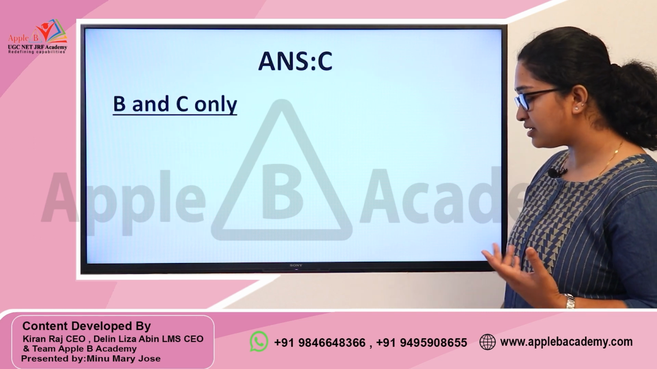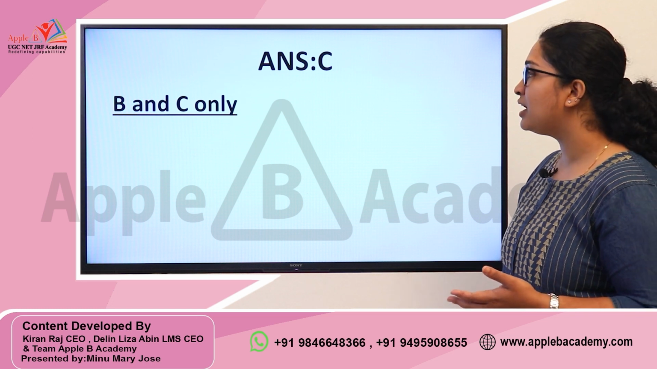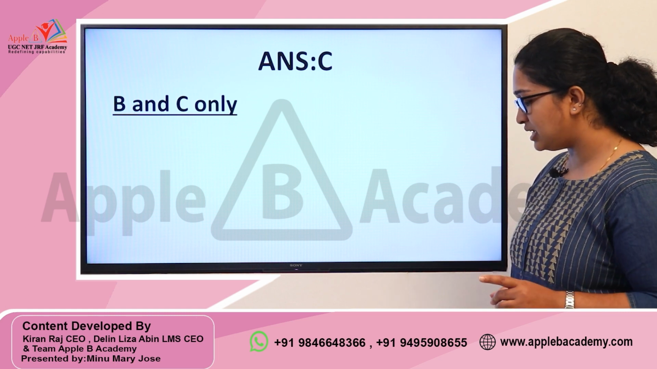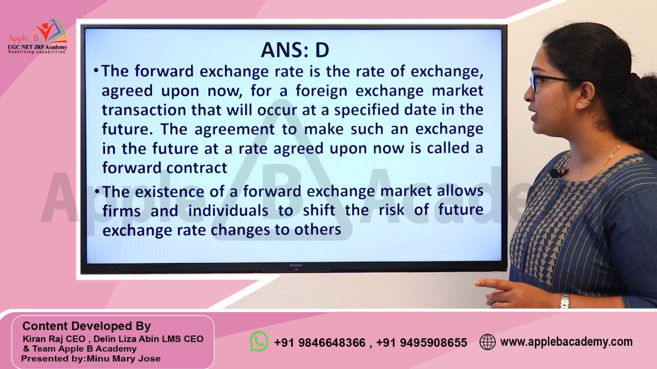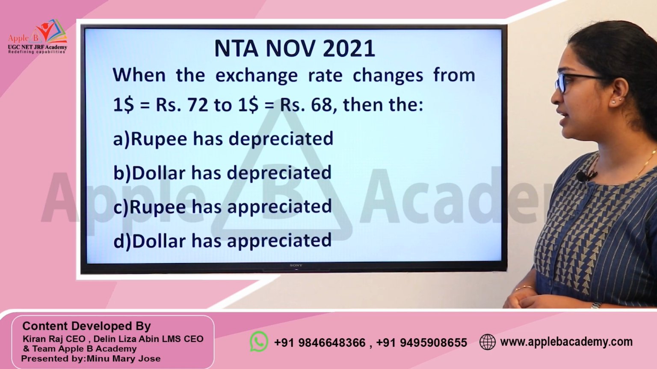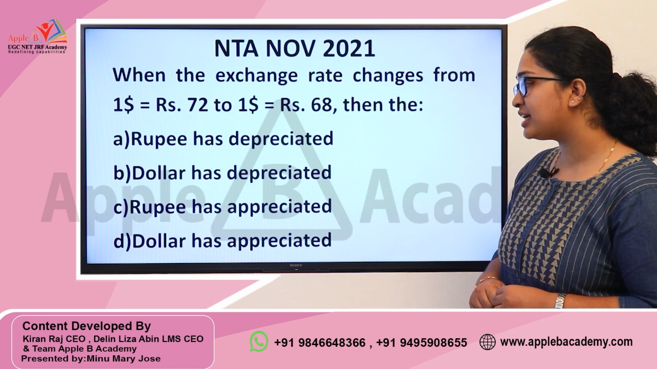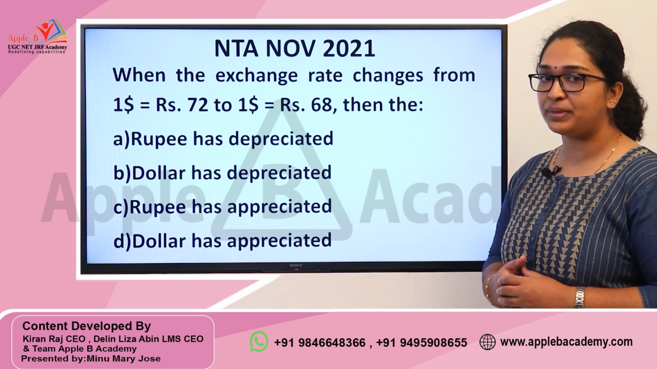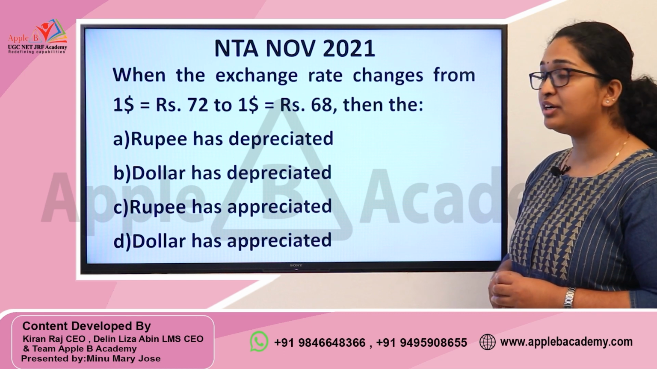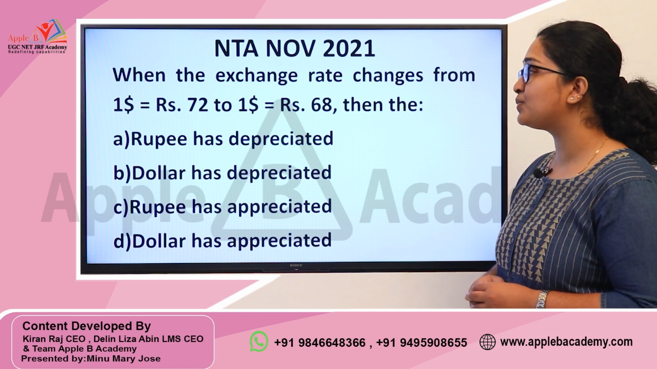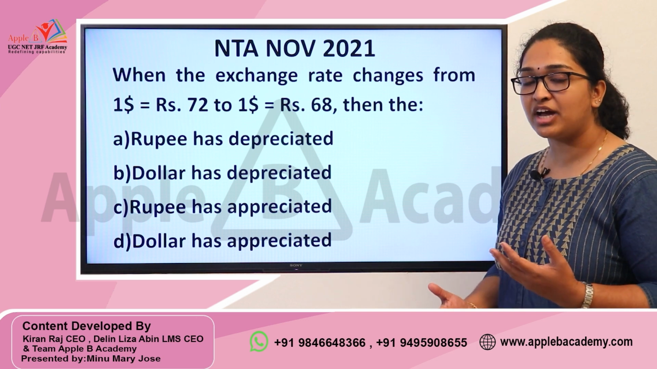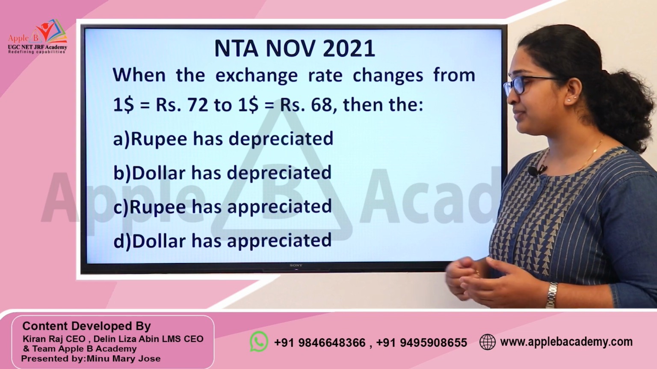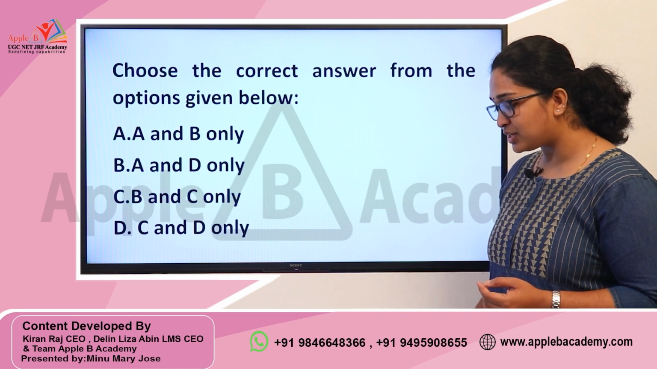And again, it is a very direct and very simple question. The answer is B and C. Option C, that is B and C alone. The dollar has depreciated and the value of the rupee has appreciated, because $1 was equal to 72 rupees and now it is only equal to 68 rupees, which means the value of the rupee has appreciated while that of the dollar has depreciated. And that was the final question from exchange rates.